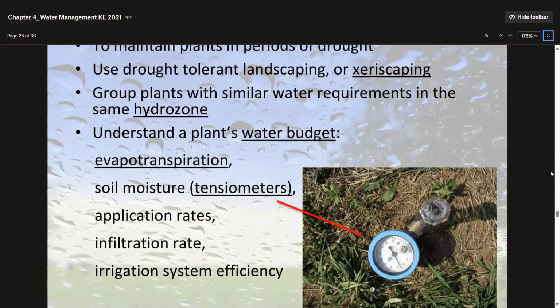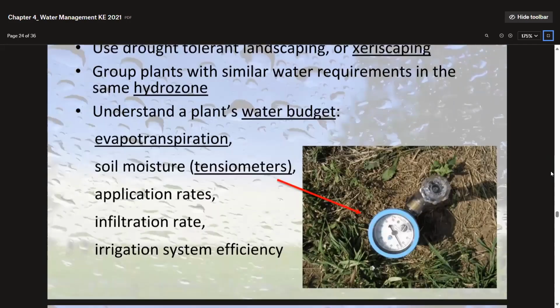occur in evapotranspiration? Have soil moisture readers, or tensiometers. A tensiometer is a soil moisture reader, right? It's going to set how you do your application rates, what your infiltration rate is into your soil type, and it improves your irrigation system efficiency when you include these tensiometers, so you can actually get the water that the trees need and not overdo it, right?